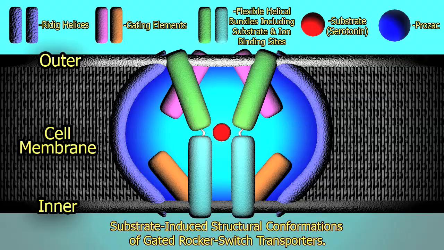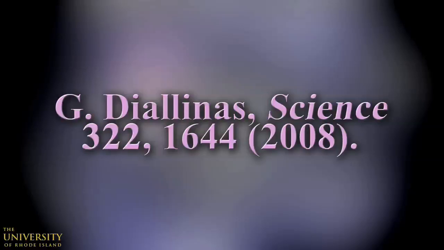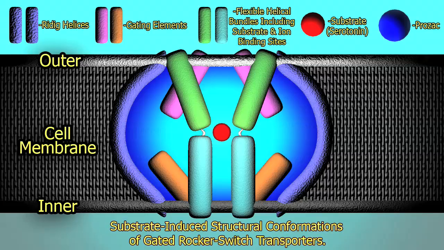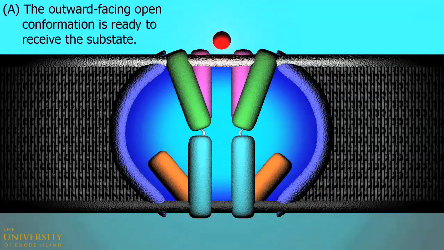Here is a detailed view of the membrane-bound serotonin transporter protein based on a 2008 article in Science. As you can see, this transport protein's reuptake mechanism is a substrate-induced structural conformation of gated rocker switches. In stage A, the outward-facing open conformation is ready to receive the substrate.